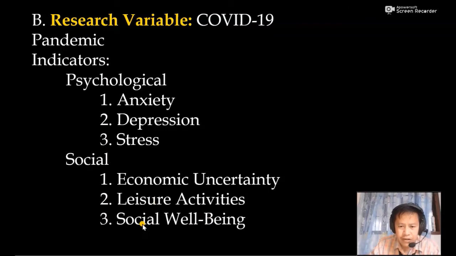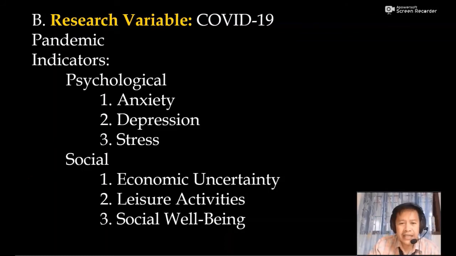Number 3, we have the social well-being. You have your family relationship, of course, and that is also part of social well-being. You cannot go to the places that you want. You cannot go to field trips. You cannot go to other places. You cannot visit your friends in far distant places because of the border lockdown. And these are the social effects of COVID-19.